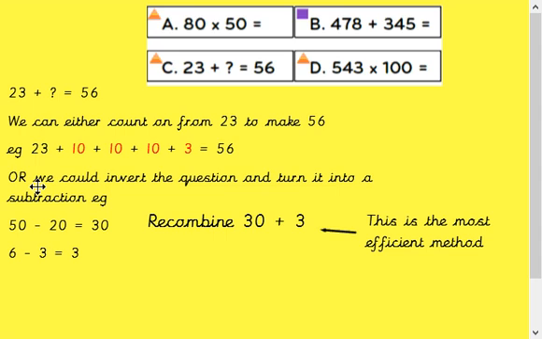Or we could invert the question. We could turn it into a subtraction. So it could be 56 take away 23. And if I wanted to partition this and then do it in my head, then I'd say 50 take away 20 would be 30, and 6 take away 3 would be 3. Recombine and you get 33. Now this is the most efficient method to be doing it in your head probably, but either way it works.